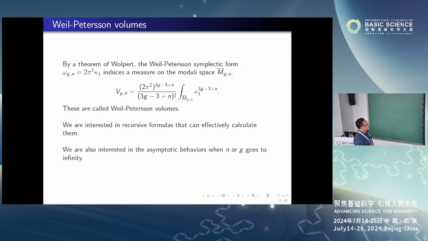Therefore, we can consider this integral of kappa classes, which is the same as the integral for the Weil-Petersson volume, up to a normalization factor. This is called the Weil-Petersson volumes. Both mathematicians and physicists are very interested in the calculation of this volume, of course, but it's very difficult to get a closed formula. Even recursive formulas are not easy to get. Another interesting topic is to consider when g goes to infinity, or n goes to infinity, the asymptotic behavior of this integral. That's still under intensive research.